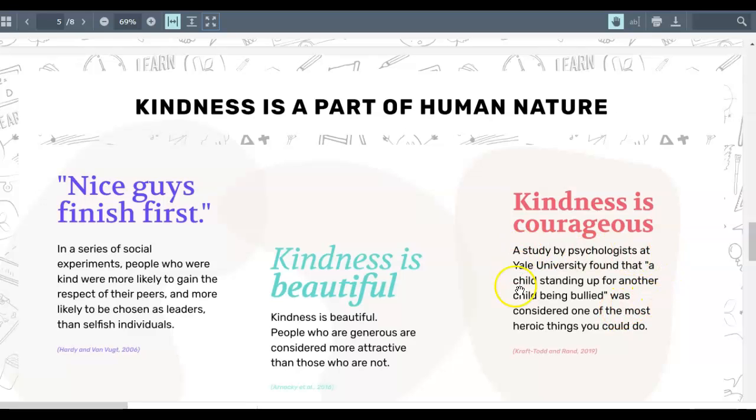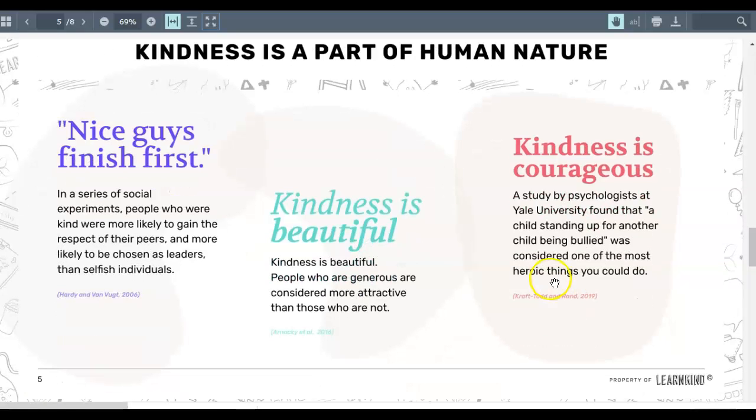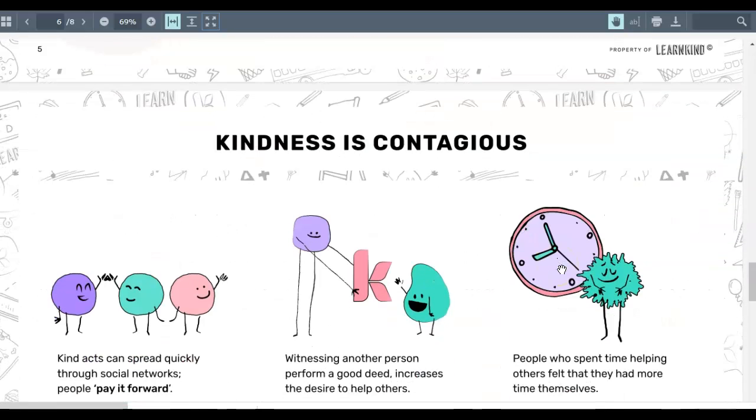And kindness is courageous. A study showed that a child standing up for another child being bullied was considered one of the most heroic things you can do. Because it's difficult. It's difficult to stand up in a crowd of people and protect someone who's being bullied, right? It's very courageous. Kindness is also contagious.